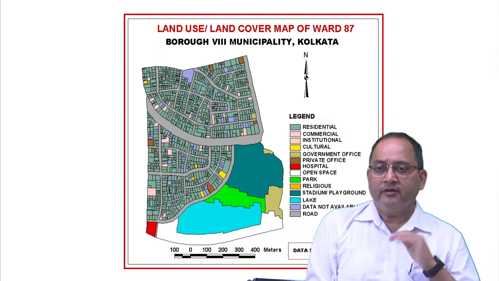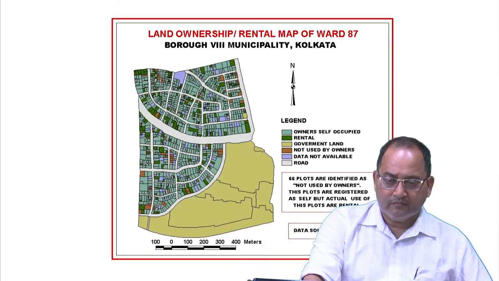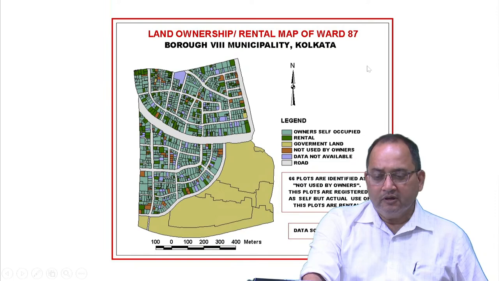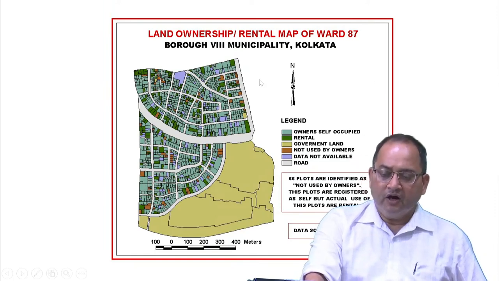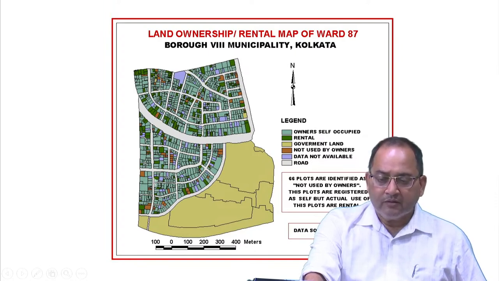If it is not coming, that means we need to do something further so that we can increase our revenue database. Okay, so here what we have tried to map is how many buildings are occupied by the people themselves, how many are on rental, how many are government land. You see, most of the properties here are owned by the people themselves. Some are given for rental while some lands are for government.